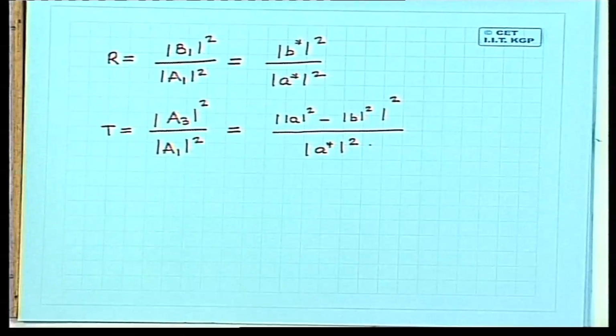So today I will stop here. In the next class, we shall plug in all the expressions for A and B into this, and then we shall study the behavior of the reflection and transmission coefficients as we change the energy of the particle, the height of the barrier, etc.